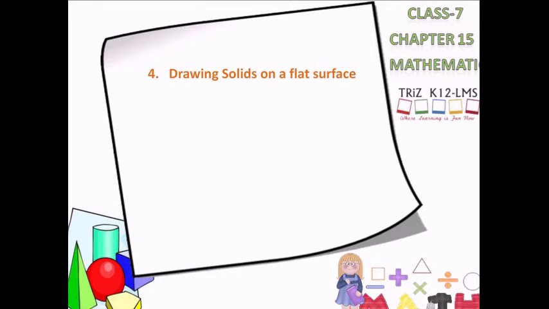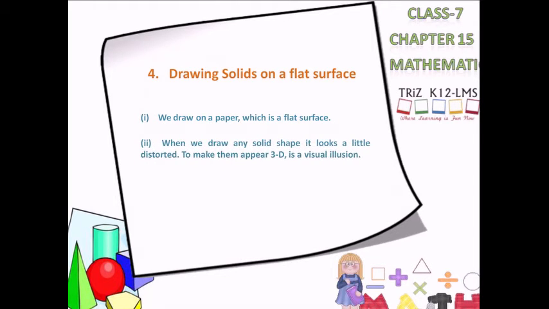Drawing solids on a flat surface. We draw on a paper which is a flat surface. When we draw any solid shape, it looks a little distorted. To make them appear 3D is a visual illusion. Let us learn 2 techniques which can help us in this.